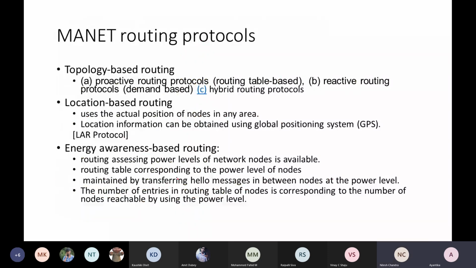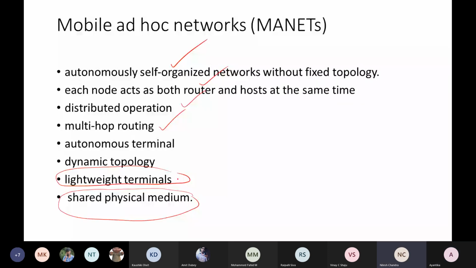Ma'am, hello. Ma'am, please explain this from the previous slide. Which one? Multi-hop routing and dynamic topology, ma'am, both. Okay.